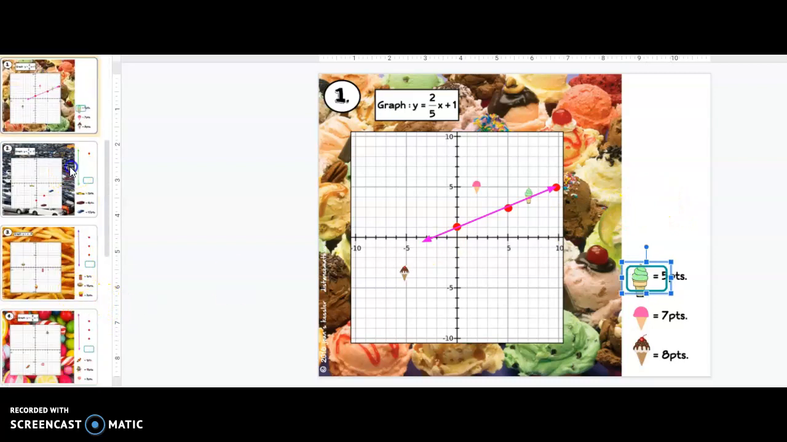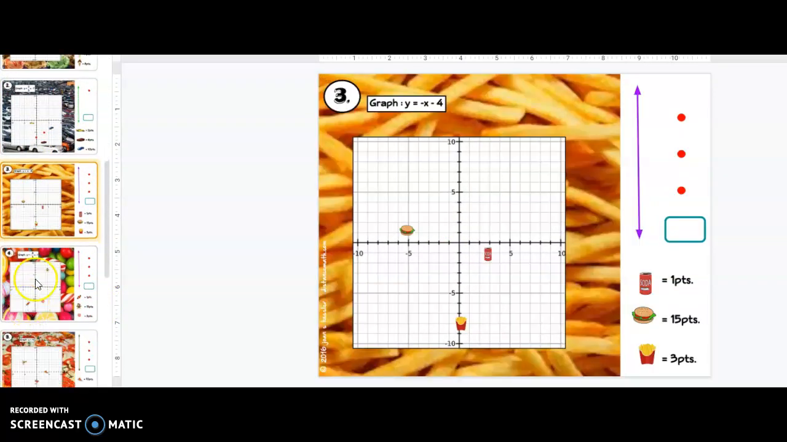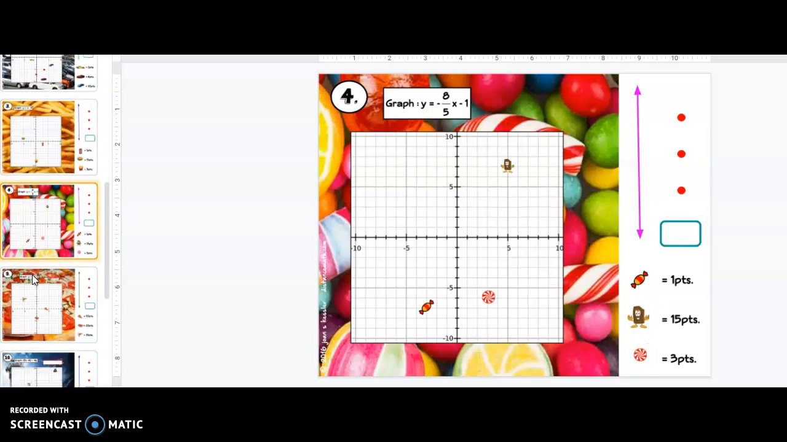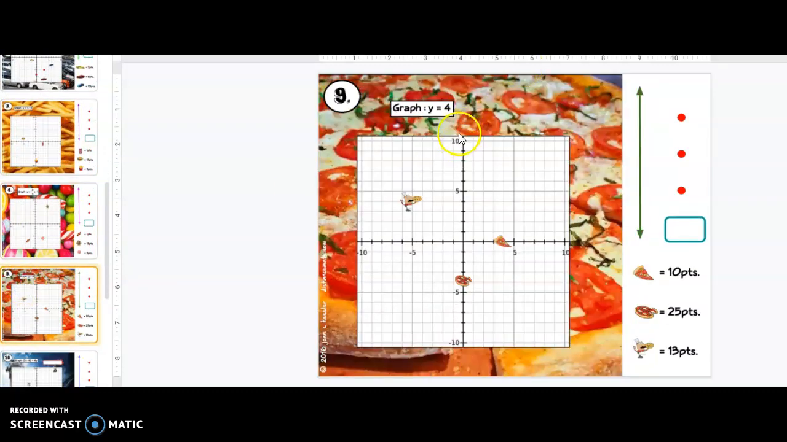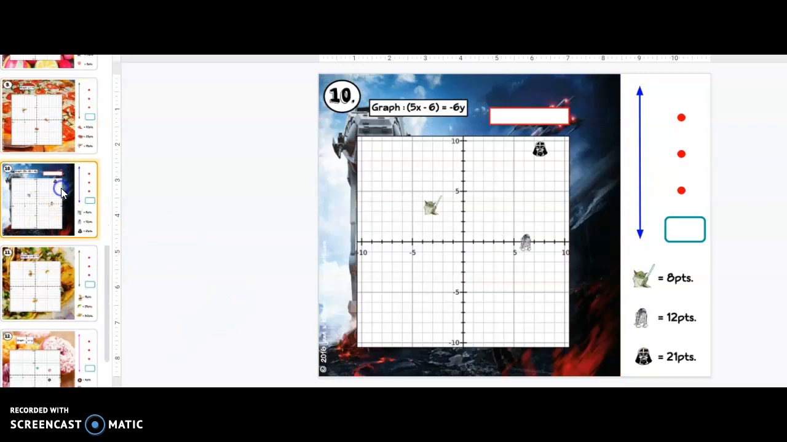Some of the problems are going to be a little bit more challenging. The first 3 are in slope-intercept form, and so is the 4th one. This one's different. This is a special case, so remember your special case. Y equals a number is going to produce a horizontal line somewhere. So be careful on that one.